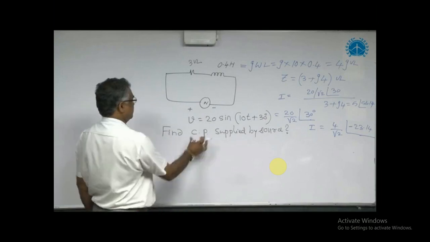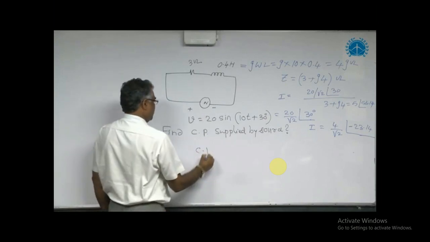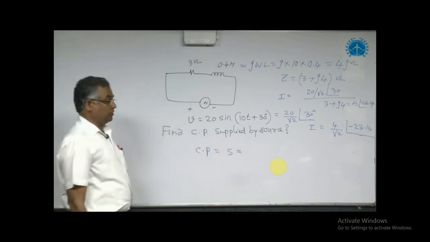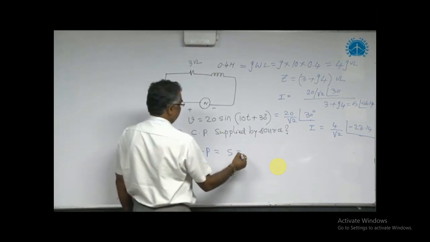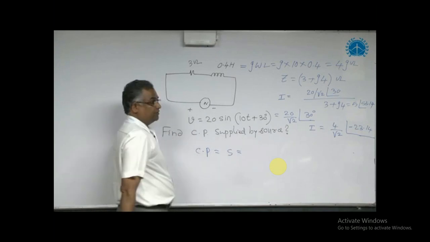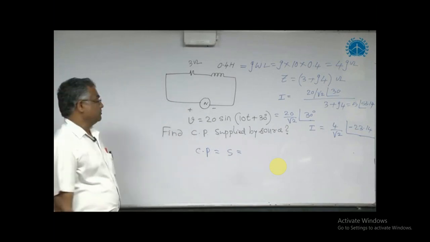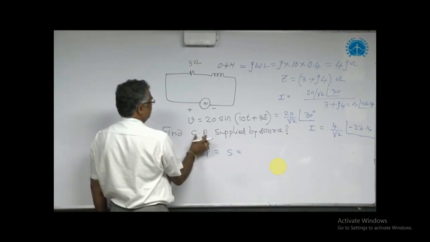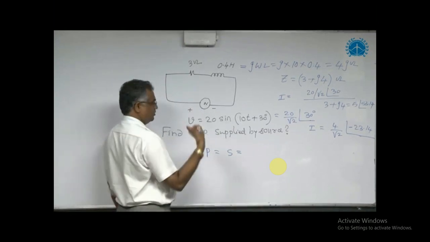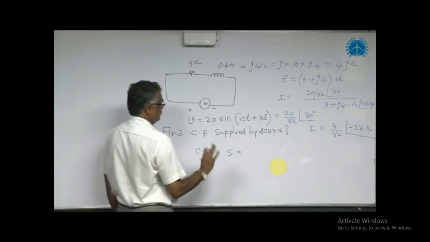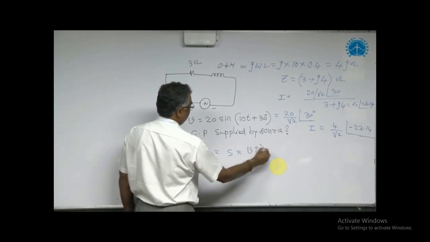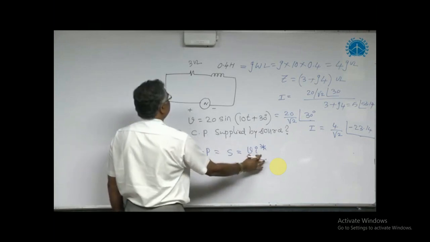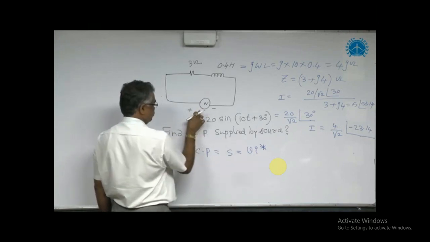What is the question? Complex power supplied. This complex power is represented with S. This S has 4 formulas. It can be V square by Z, or I square Z, or VI star, or P plus jQ. But since the question is power supplied by the source, you can't use V square by Z. The only option left is VI star. Out of the 4, only this formula is applicable because we want complex power supplied by the source.